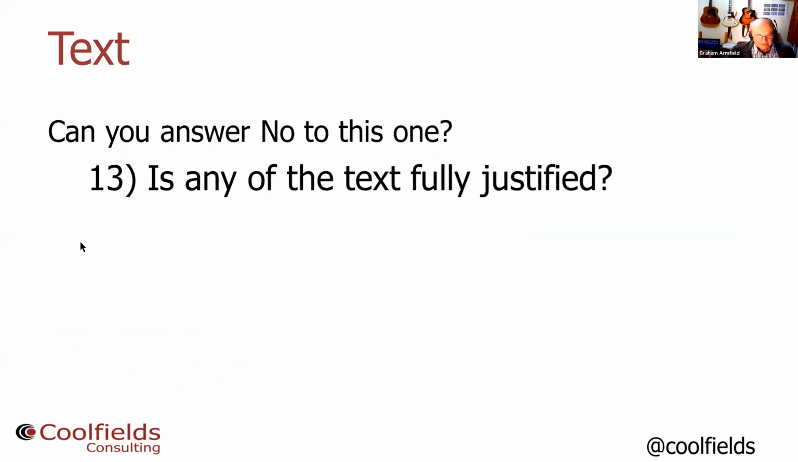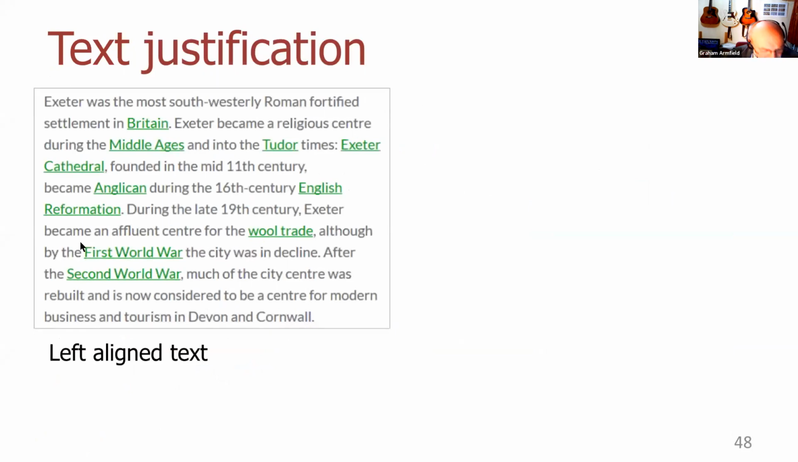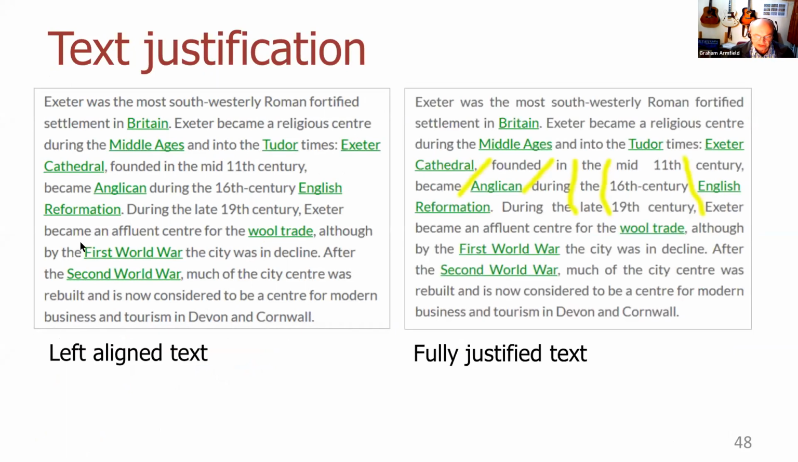Next one. Are you using fully justified text? And I would hope that you're not really. So here's a paragraph of text left aligned, and this is what it looks like when it's fully justified. What the browser is doing here is it's stretching the gaps between the words. So for example, on this line here, "cathedral founded in the mid-11th century", it's had to stretch the words quite a long way apart, much further than on other lines.